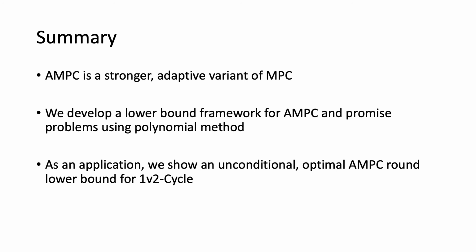Now to summarize, we have seen that the AMPC model, as an adaptive variant of MPC, has much more computational power due to the two new features of adaptivity and the use of shared memory. Then to study lower bounds on AMPC round complexity and also for promise problems, we develop a general framework using the polynomial method, which extends the work of RVW. And then, as an application of this framework, we show an unconditional optimal AMPC round lower bound for the 1 versus 2 cycle problem, which is a promise version of graph connectivity.